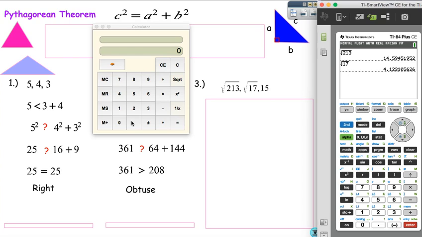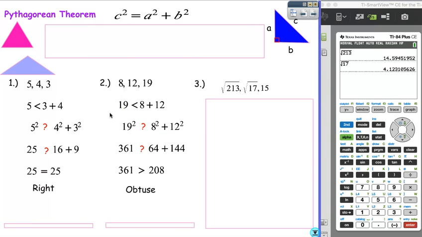Now, some calculators require you to enter the value first. So I would enter 213 and then hit the square root button. As you can see, you get the same values. Okay, we do 17 and then square root. I get 4.1. So you can see that you get about the same values.